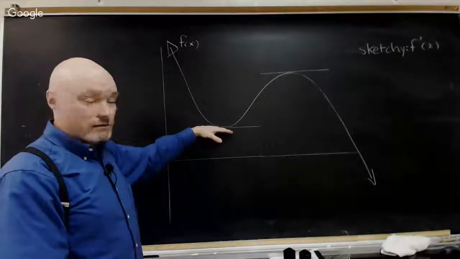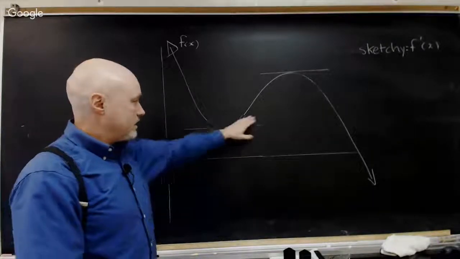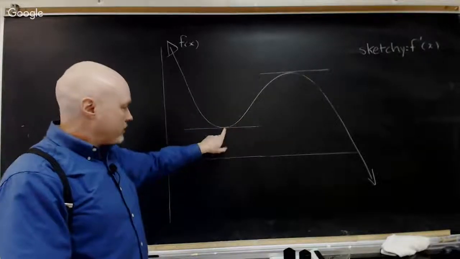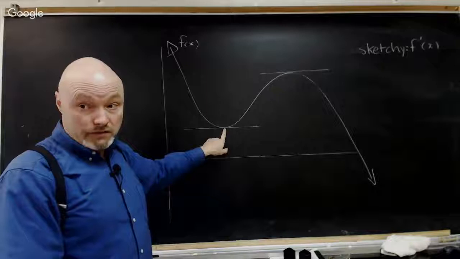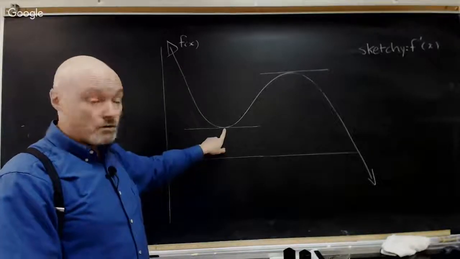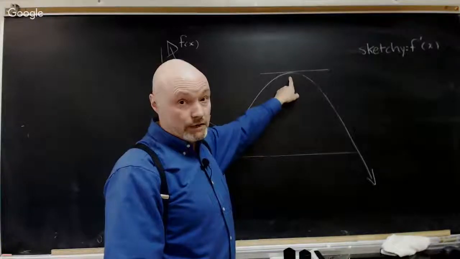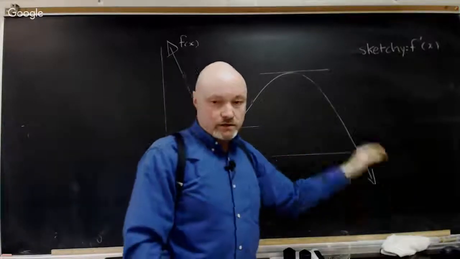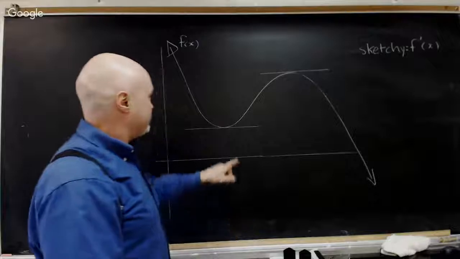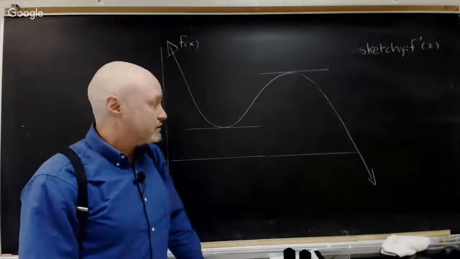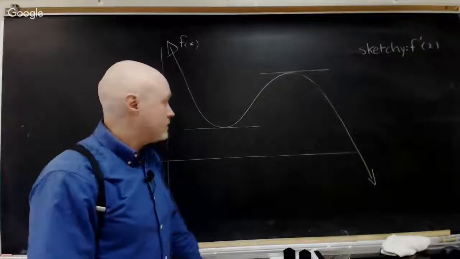Notice this is a local minimum because if I examine the function on either side, I can see that this point right here is the smallest value of the function locally. And this is a local maximum because it's the largest value locally. But really, the minimum of the function is negative infinity, and the maximum is positive infinity. So that's why we distinguish local.